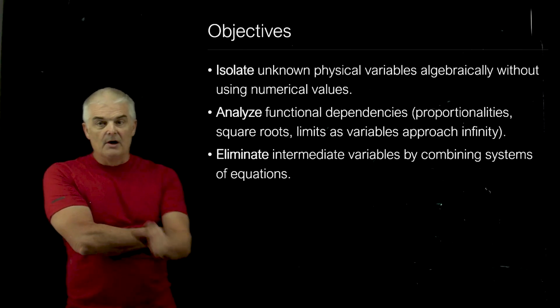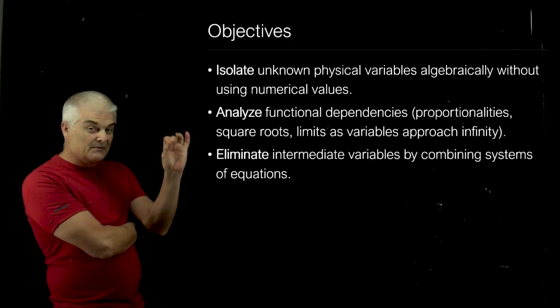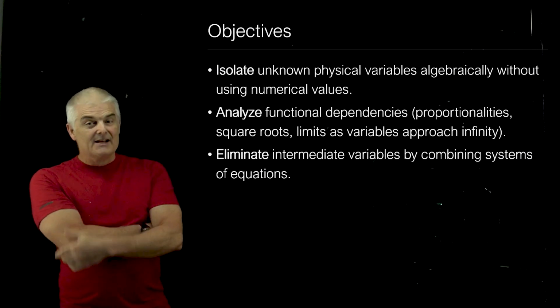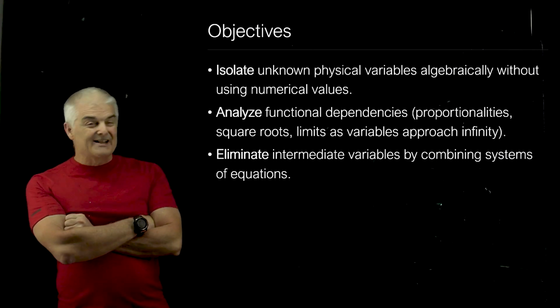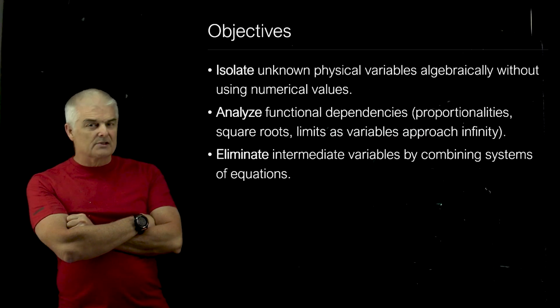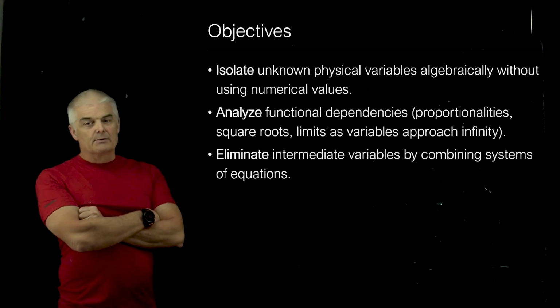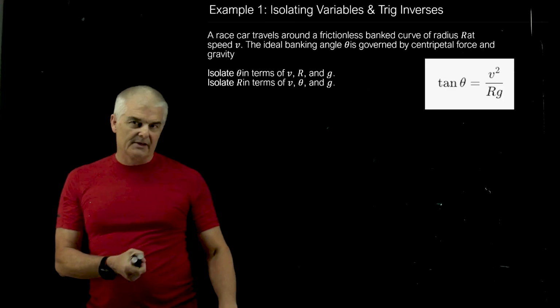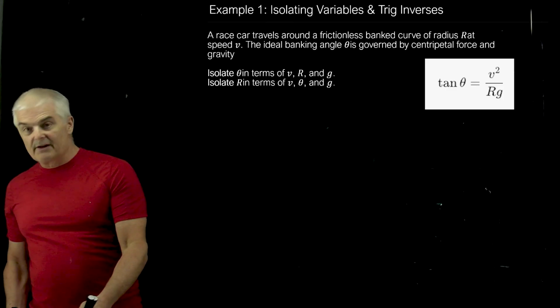So in today's video, the objectives are we're going to isolate an unknown physical variable without numerical values, analyze the dependencies, the proportionalities, that's the fancy word, square roots, limits, etc., and we eliminate intermediate variables by combining systems. I've got one example for each of these. So this can be very difficult. You're going to have varsity algebra skills by the time you're done. Don't panic if you're not all the way there.